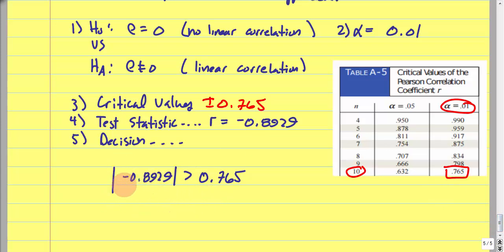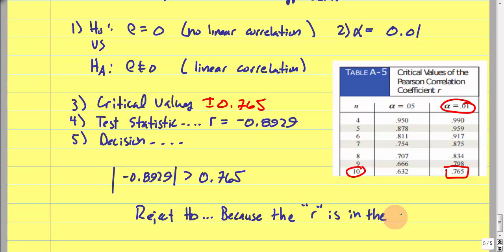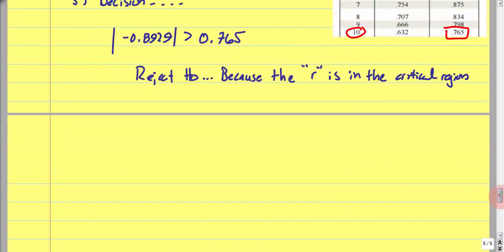So the absolute value, a positive 0.8929, is greater than 0.765. And so what I'm going to do here is go ahead and reject H0. The reason I'm going to reject H0 is that the correlation coefficient, r, is in the critical region. When I say it's in the critical region, what I'm referring to is that it's more extreme than my critical values. Okay, so that's my decision.